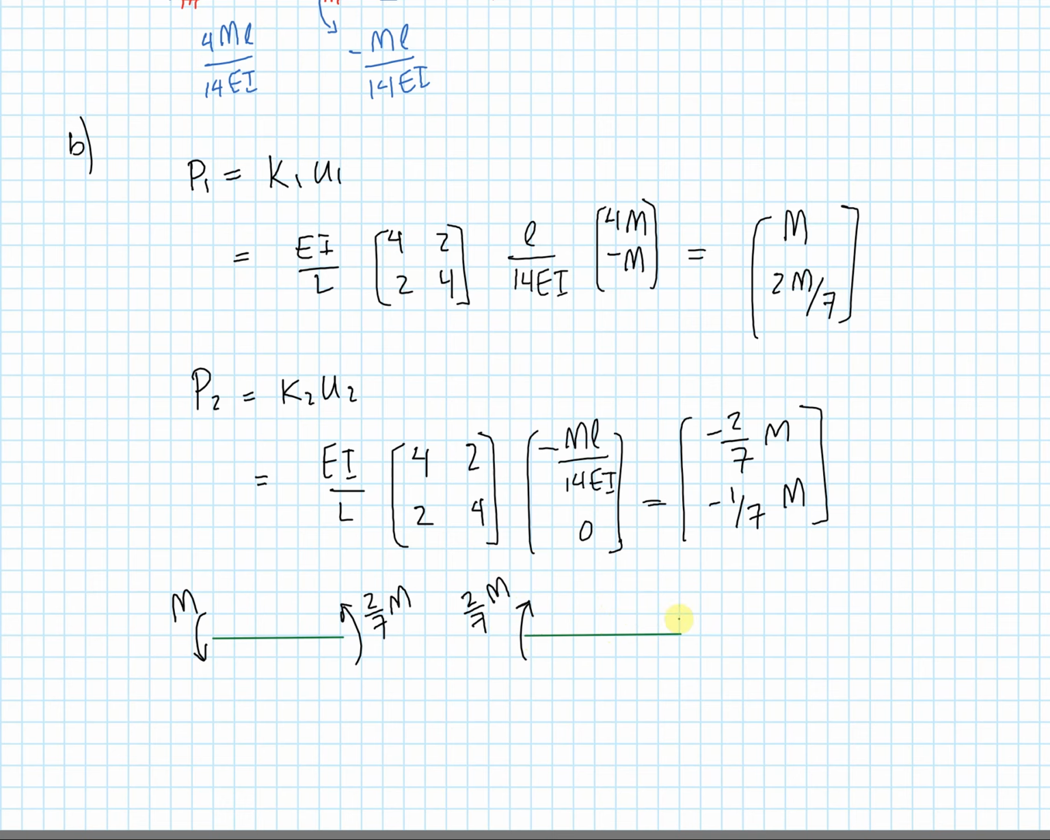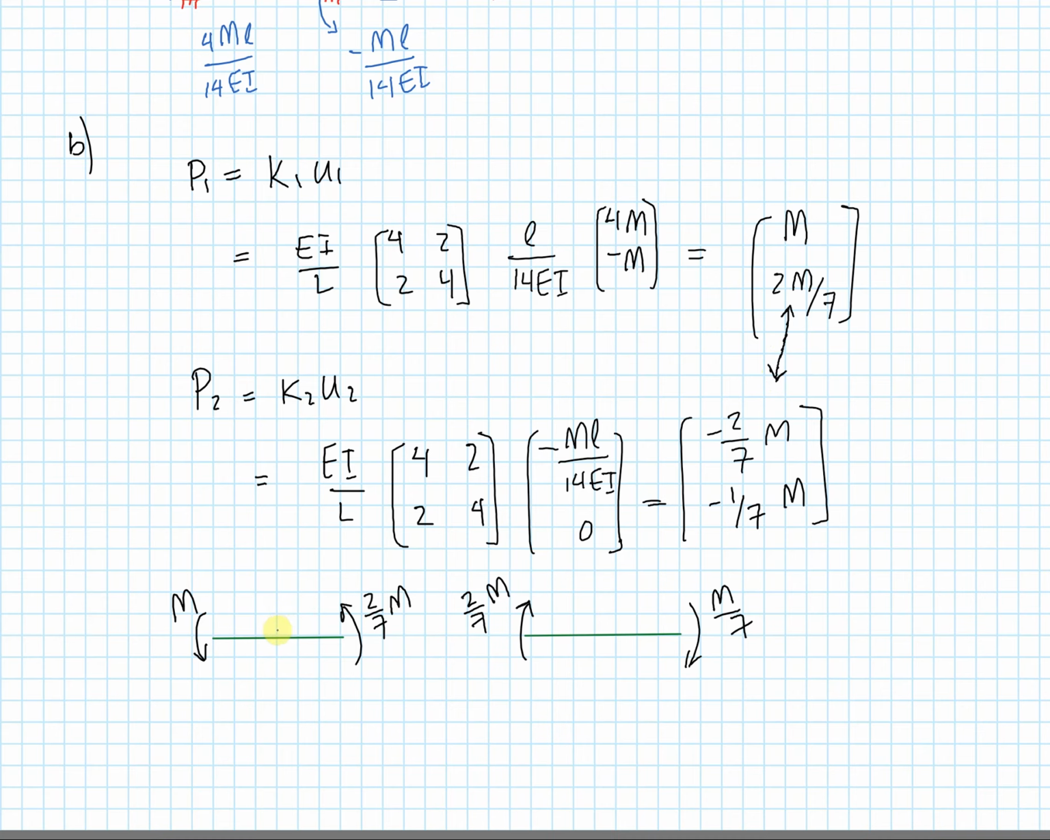And lastly, the fixed support will have m over 7. So one way of finding out whether you've done your math correctly is checking to see if the two sides of the same node have equal and opposite signs, as we can see here. Kind of like that.